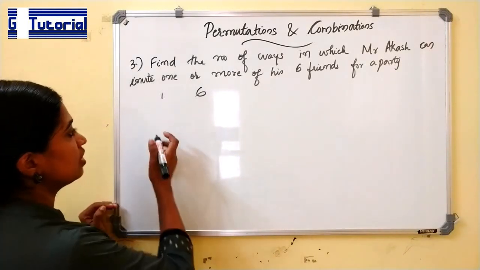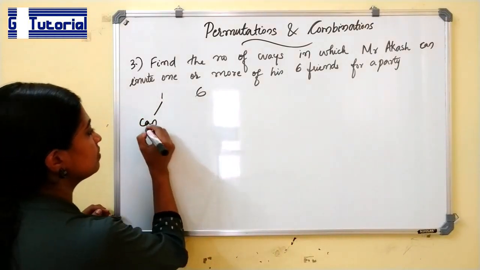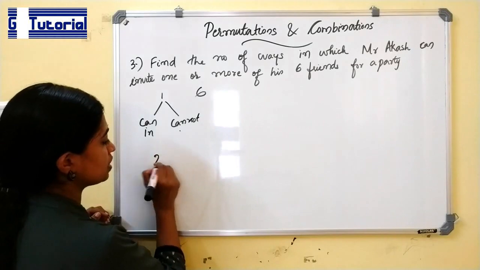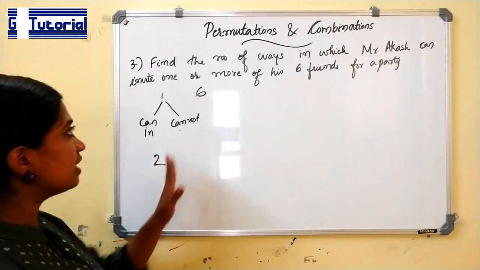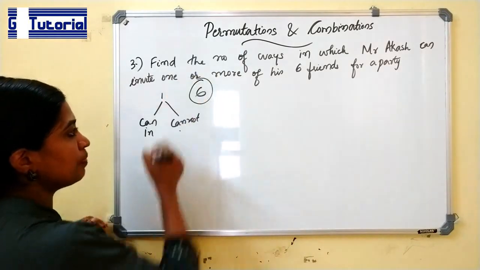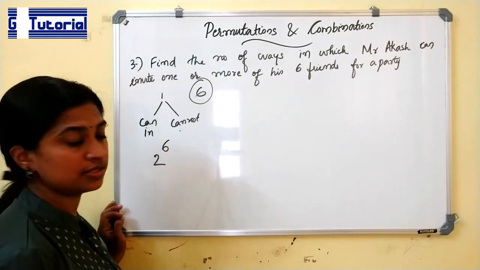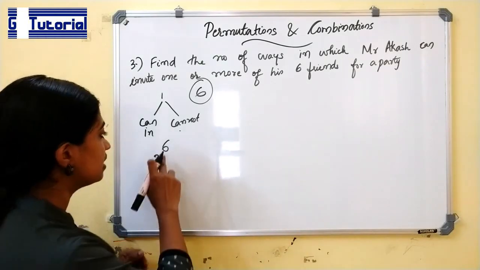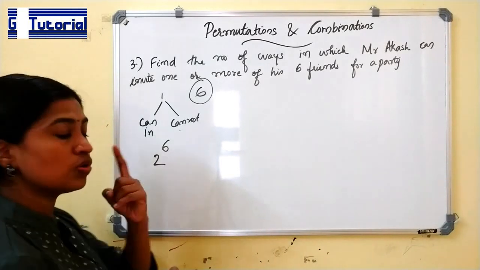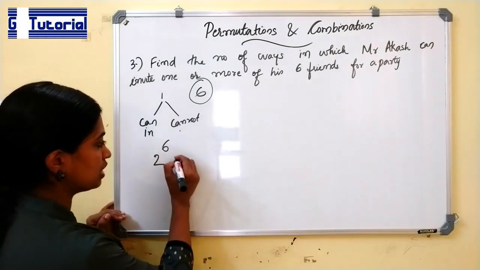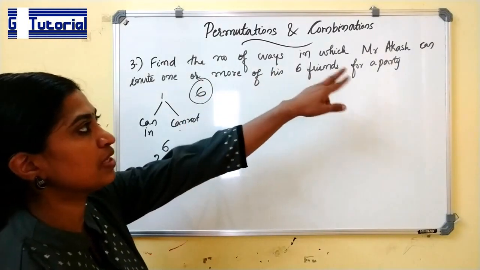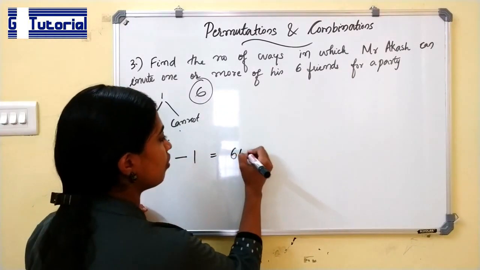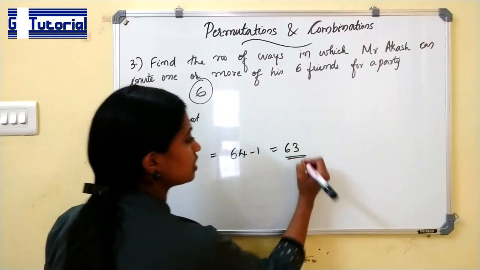So, the cases are, a friend can be invited or cannot be invited. So, there are 2 possible cases for inviting a friend. Like that, he has 6 friends. So, the possible cases are 2 raised to 6. Each friend is dealt with in 2 ways, invited or not invited. And there is also a case where no friend is invited. So, 2 raised to 6 minus 1 gives the number of ways in which Mr. Agash can invite one or more of his friends for a party. So 2 raised to 6 is 64, minus 1, 63 gives the answer for this question.